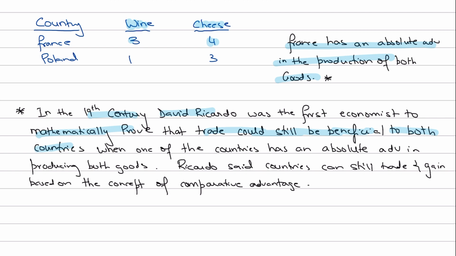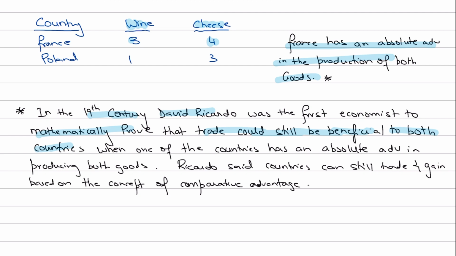But mathematically, David Ricardo proved that despite the fact that France has an absolute advantage in wine and cheese, still it should not produce both. And despite the fact that Poland does not have an absolute advantage in either of the goods, still it should produce one of the goods, right? So one of the goods should be produced by France, and one of the goods should be produced by Poland, and then they should mutually trade with each other. And he mathematically proved that France will gain, as well as Poland.